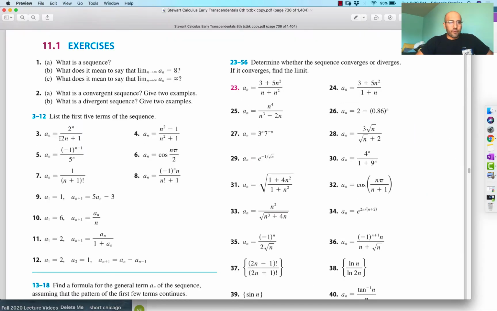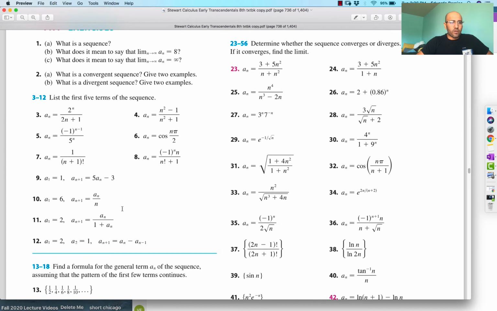Okay, so the first couple are pretty easy. We just replace n with 1, 2, 3, 4, and 5, and eventually get the first 5 terms of the sequence. 9, 10, 11, and 12 are recursive sequences, so they are defined by the values that came before it. For example, number 10 here says that to get the n plus 1th value on my list, we have to first figure out what the a sub nth value is, and then divide that by n. And of course, you have to get the ball rolling.